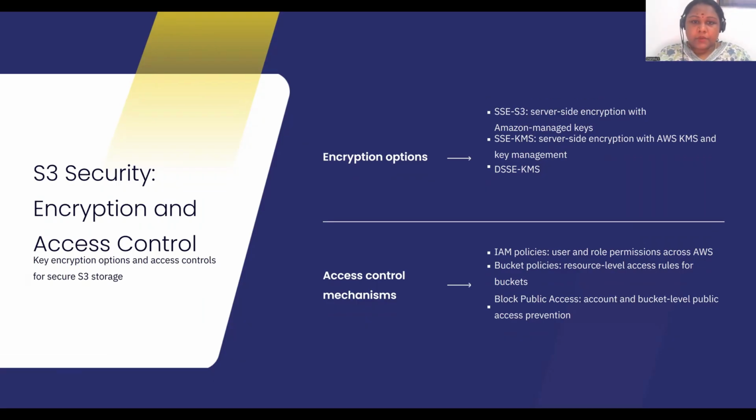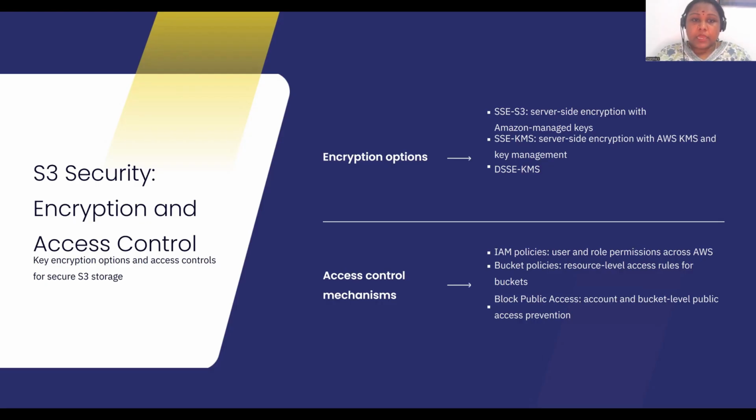So starting with server-side encryption, Amazon S3 supports multiple encryption options to protect data at rest. You have two options in encryption: data at rest encryption and data in transit encryption. So we are talking about data at rest encryption. When it comes to data in transit, you will learn about SSL TLS certificates. So let's see the options available.